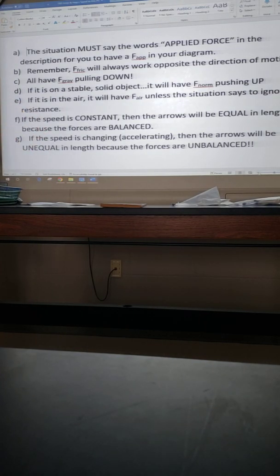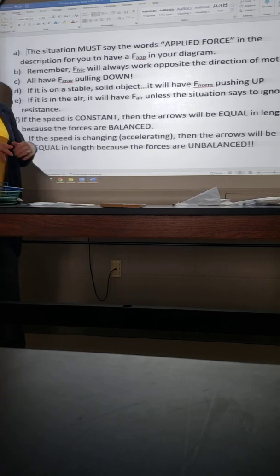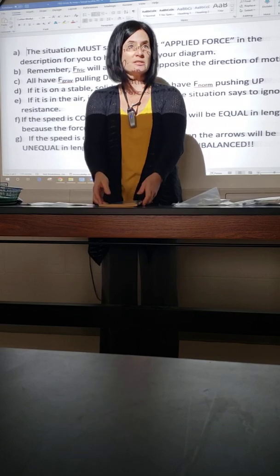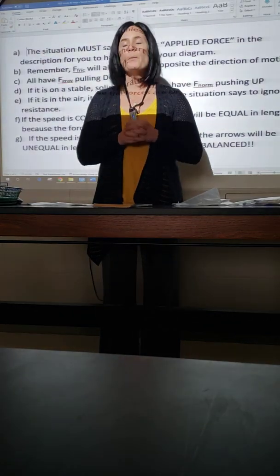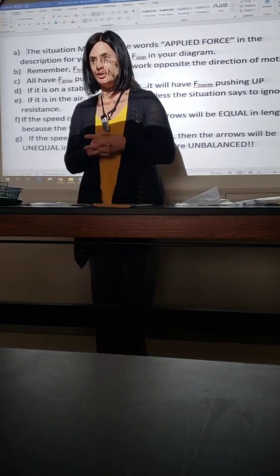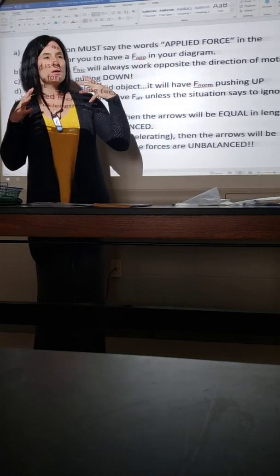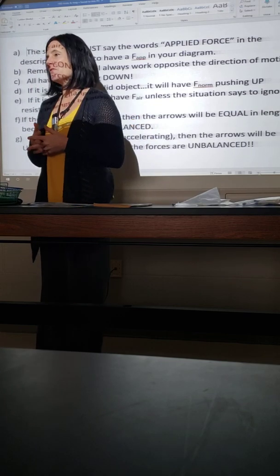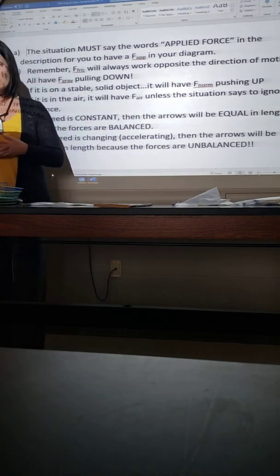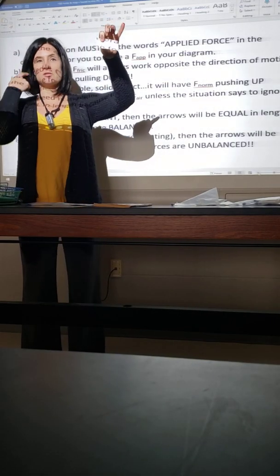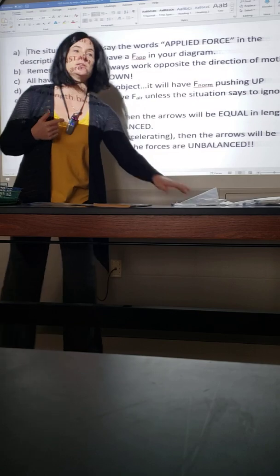If it is in the air, then it's going to have force of air, which is air resistance. So as this book is falling, it's experiencing air resistance, right? But some of these examples will say ignore air resistance, just because. So obviously we know that air resistance is acting on it, but for that specific example, it wants you to ignore it. So you cannot pick one of these that has force of air if it says ignore air resistance.